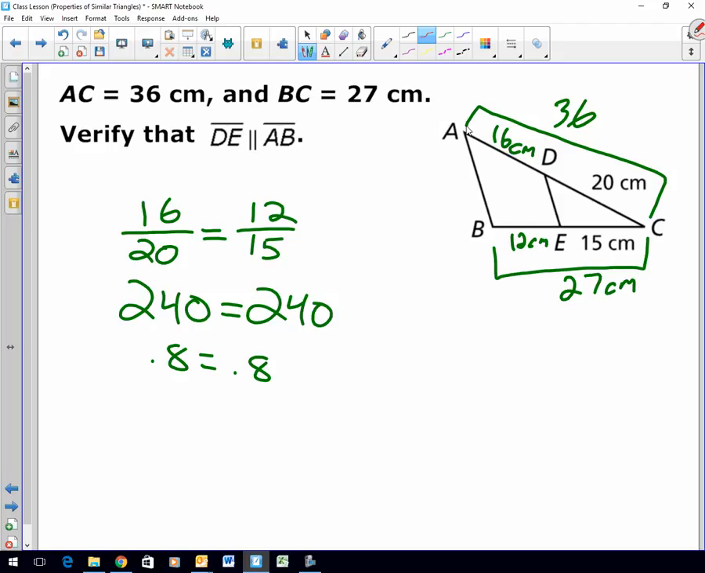What's the final answer I'm going to write down? What's the question that I asked? All you have to do is state the answer to the question. Brianna, tell me, what does this mean? Read it for me. This just means that DE is parallel to AB. Very good, okay?